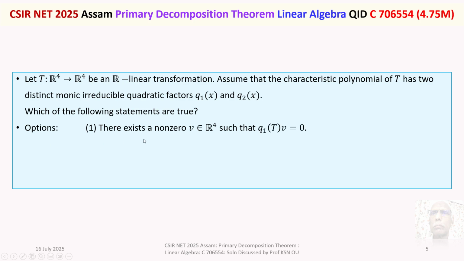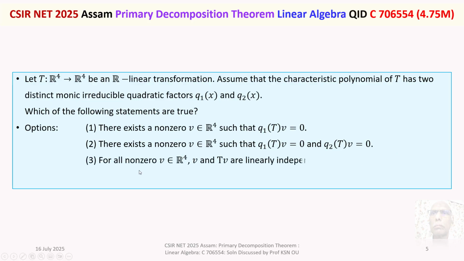Option 1. There exists a non-zero vector v belongs to R to the power of 4 such that q1 of T operating on v is equal to 0. Option 2. There exists a non-zero vector v belongs to R to the power of 4 such that q1 of T operating on v is 0 and q2 of T operating on v is equal to 0.